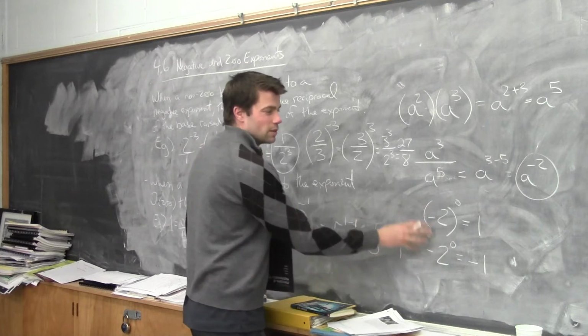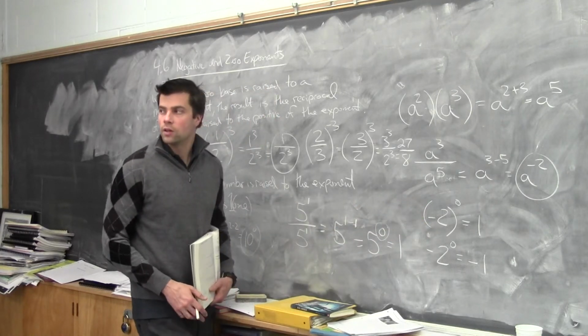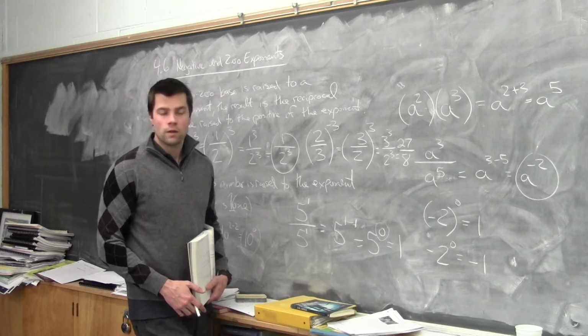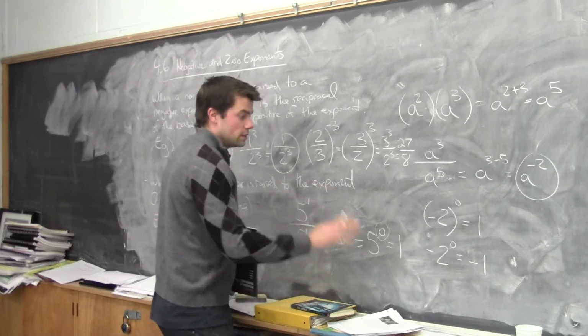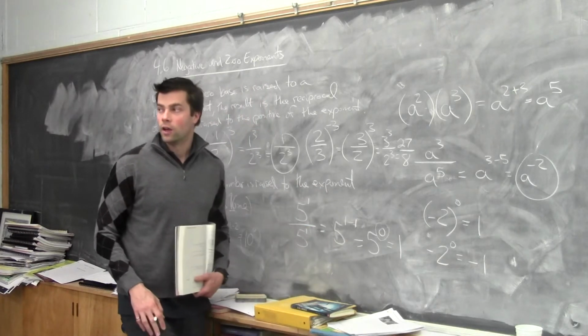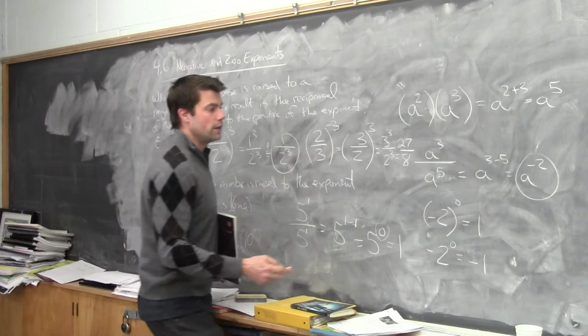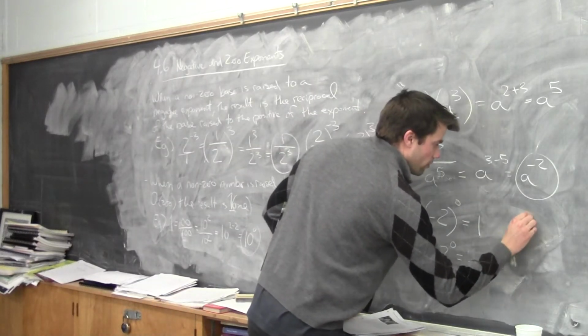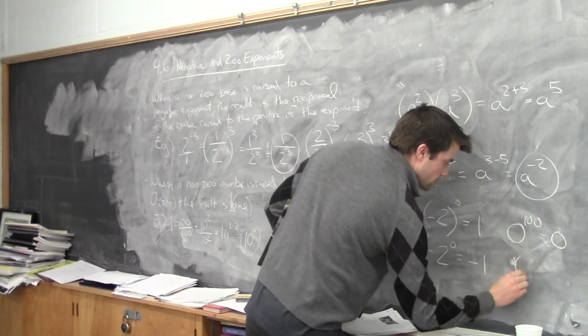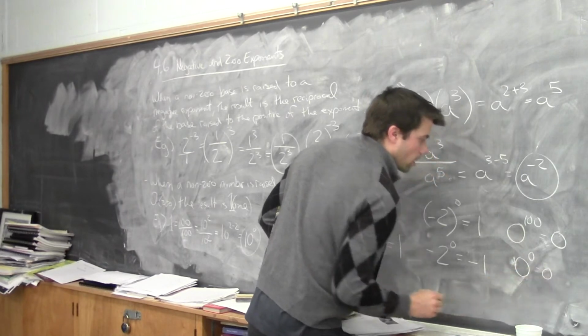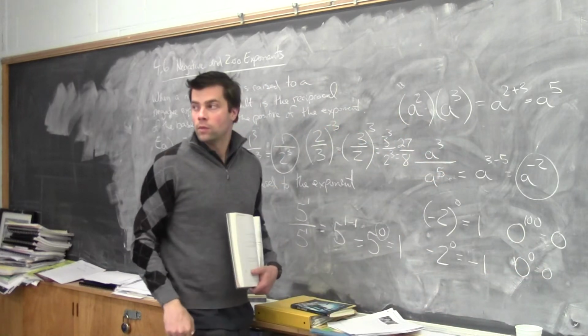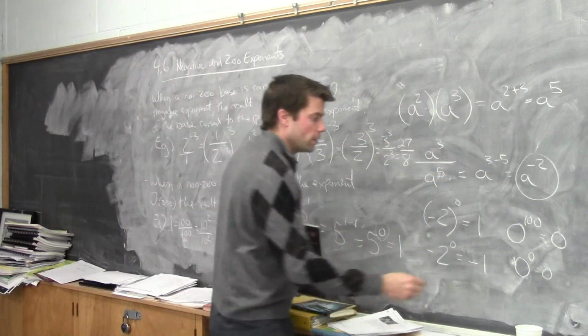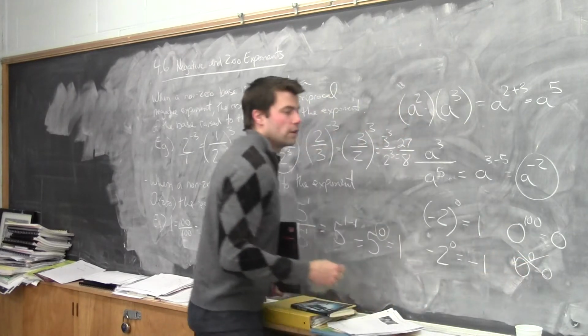Any questions about this? Can be confusing. Anybody confused there? Yeah? What if the base is 0? If the base is 0, it's 0. If you have a base of 0 to the exponent of 100, this is 0. Base of 0 to the exponent of 0, this is 0. The law doesn't apply for 0. If you have nothing, you have nothing.